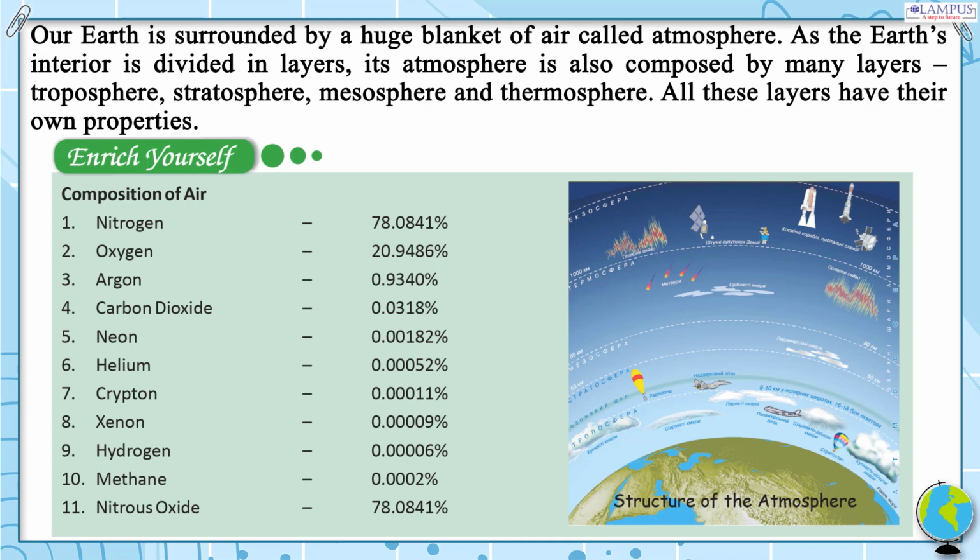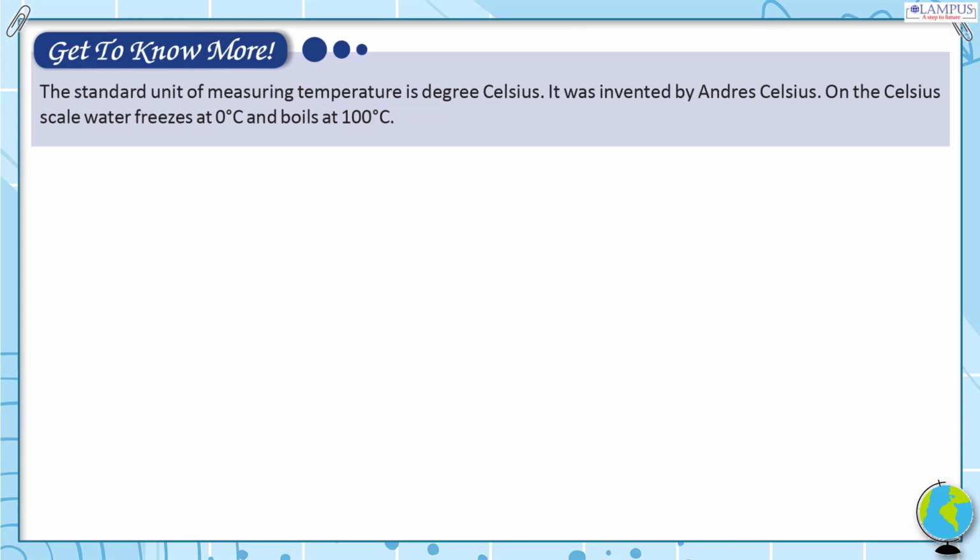7. Krypton 0.00011%. 8. Xenon 0.00009%. 9. Hydrogen 0.00006%. 10. Methane 0.0002%. 11. Nitrous oxide.